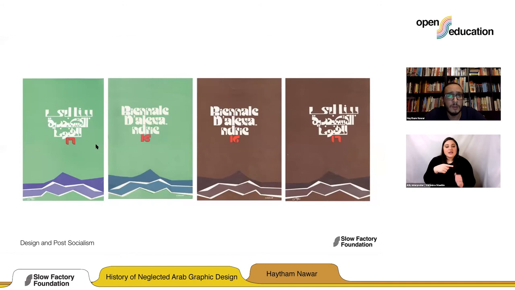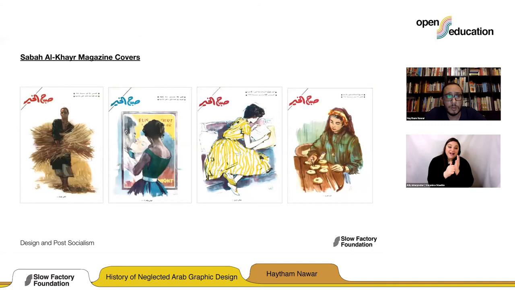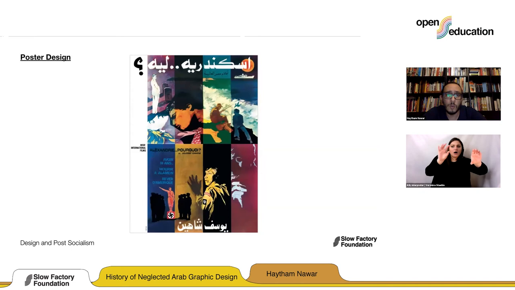Nagi Shakil, a designer, puppet designer, theater director, an artist as well, and an educator at the Fine Arts School. It shows some of the covers for the magazine Sabah al-Khair, Good Morning, his early work in the 50s, and illustrations for books that he designed for children, one of the famous ones, A Memoir of a Horse, a beautiful layout, breaking all kinds of grids. He also designed for cinema, Why Alexandria Why, with the Egyptian director Yusuf Shaheen.